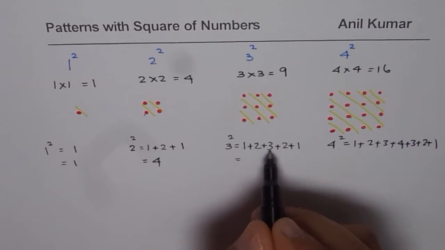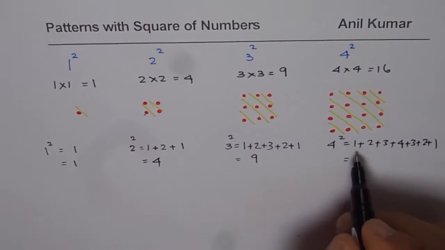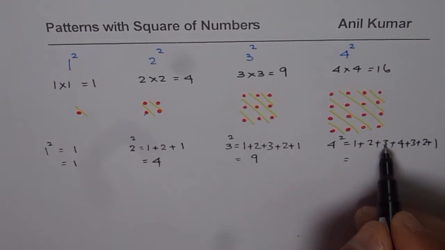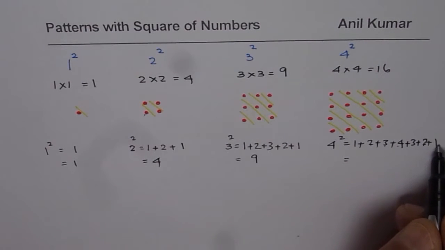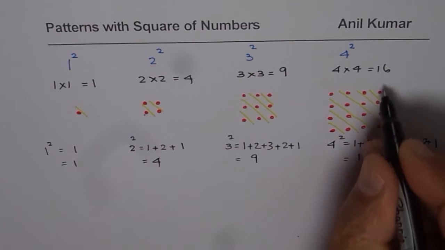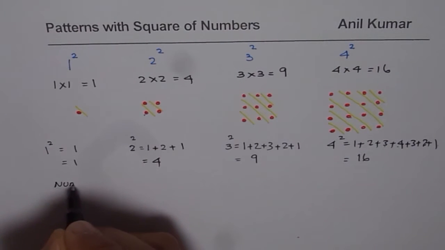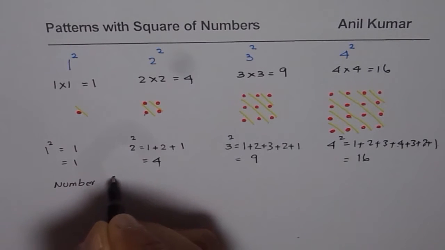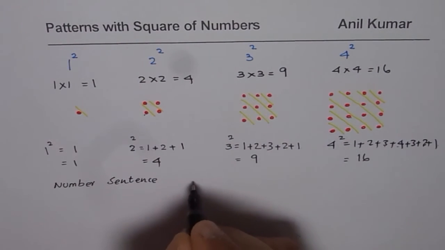1 plus 2 is 3, 3 plus 3 is 6, 7, 8, and 1, 9. And here we have 1 plus 2 is 3, 3 plus 3 is 6, 6 plus 4 is 10, 10 plus 3 is 13, plus 2 is 15, and 1, 16. So we get exactly the same number. So that is the number sentence which we have written here, right? So we have a number sentence here. Number sentence for us is, I'm writing for 4.